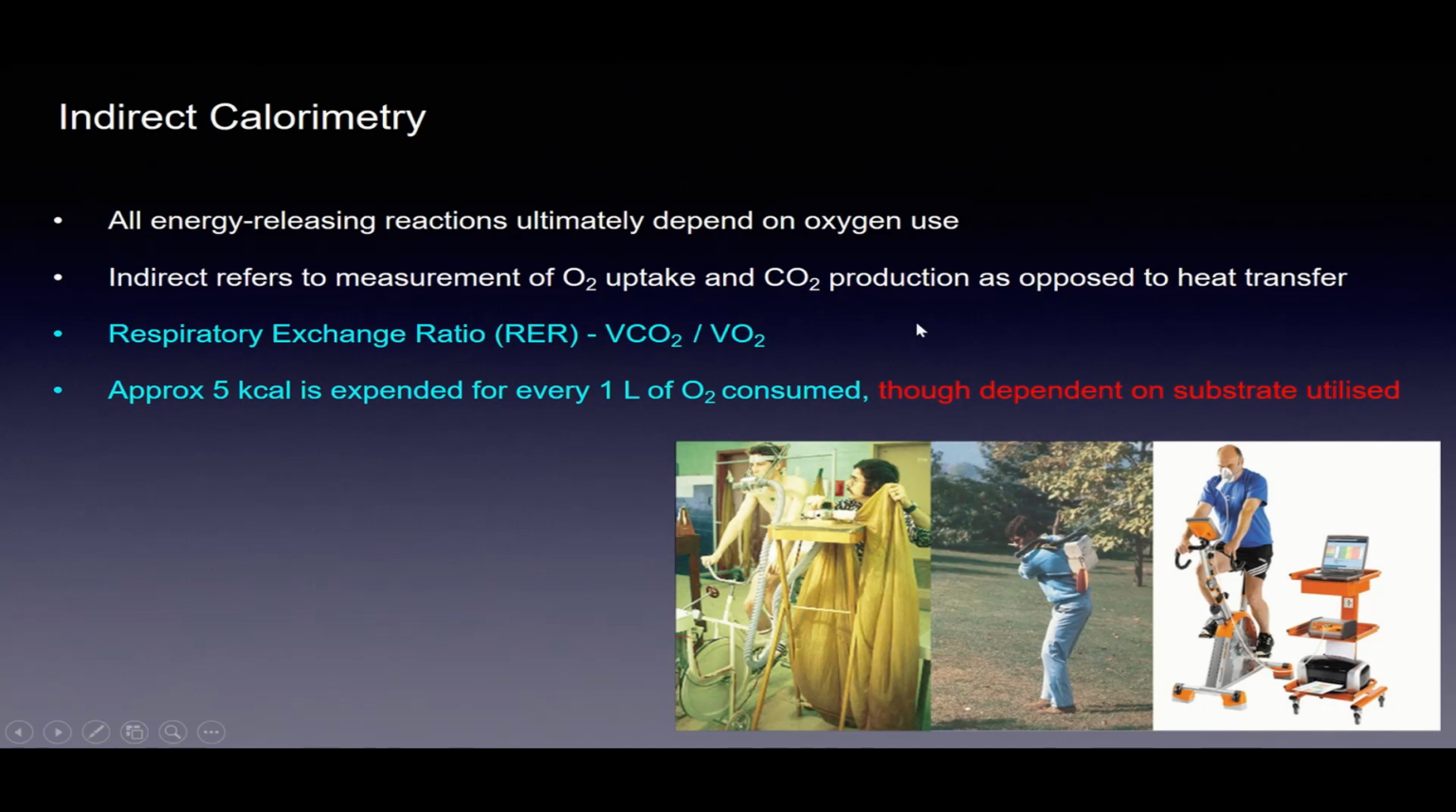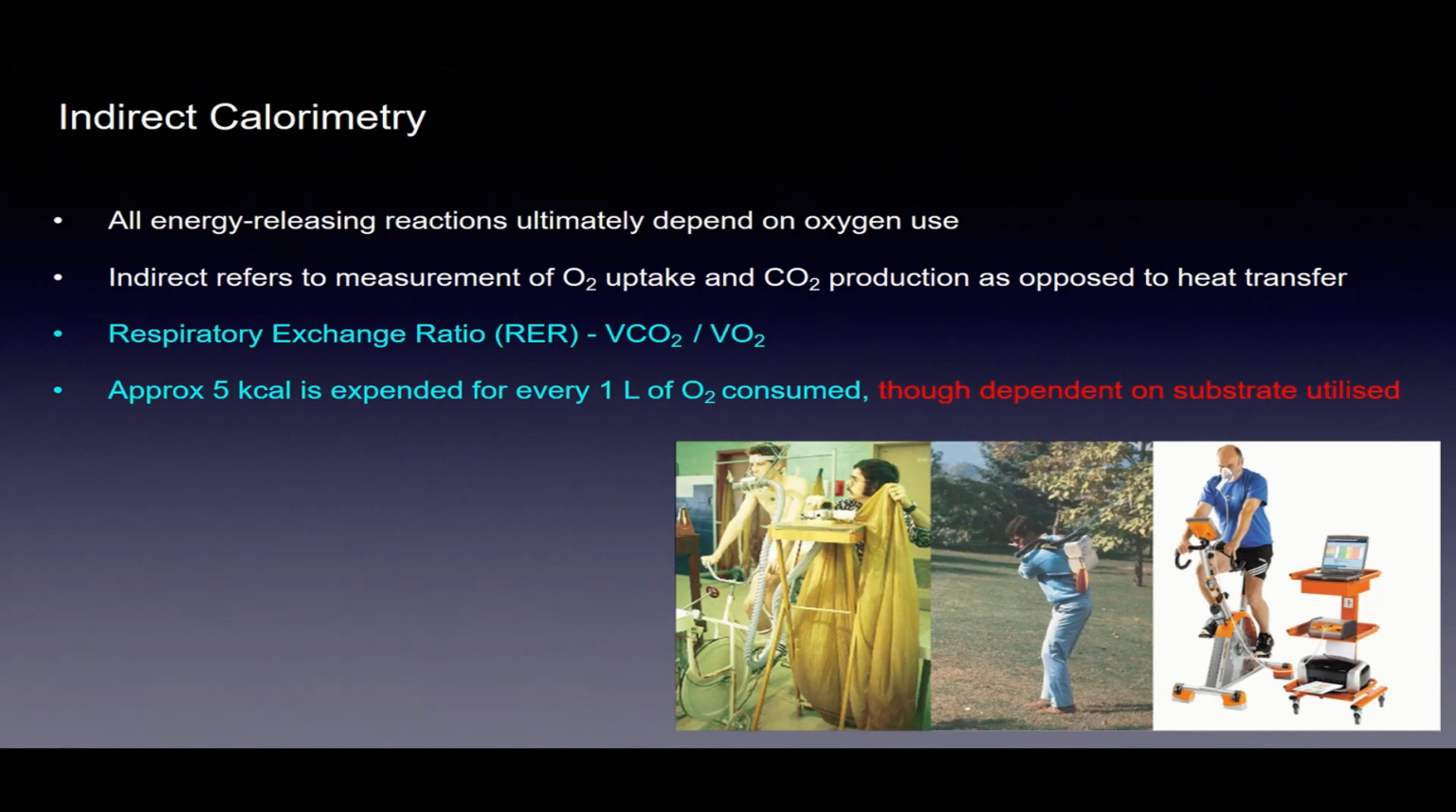So just to talk a little bit more about that, when you're breathing in a certain amount of oxygen and producing a certain amount of CO2, you're going through what's known as your respiratory exchange ratio. So the volume of CO2 divided by the volume of oxygen gives a certain figure, and that figure lets you know the amount of calories that are being burned and whether you're predominantly burning fat or predominantly burning carbohydrate. Now, approximately 5 calories is expended for every 1 litre of oxygen consumed.